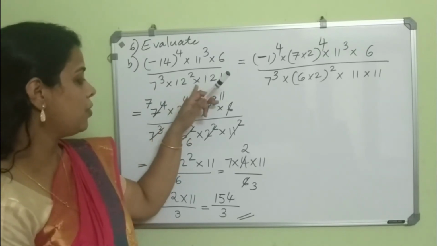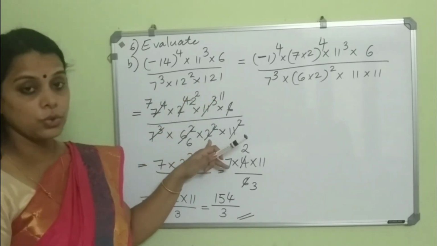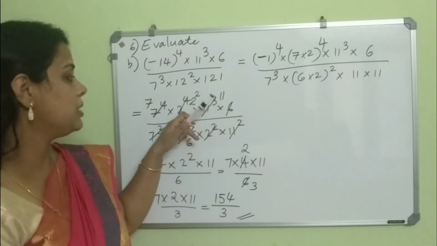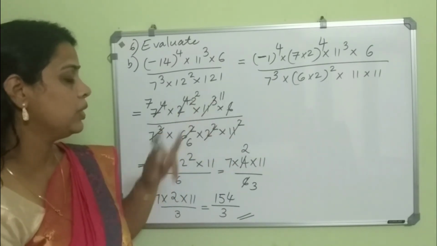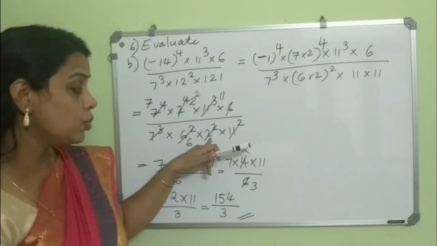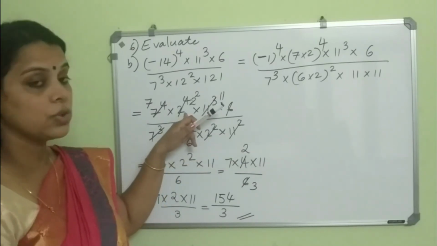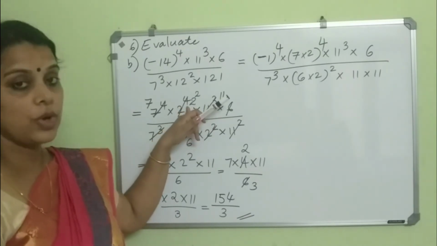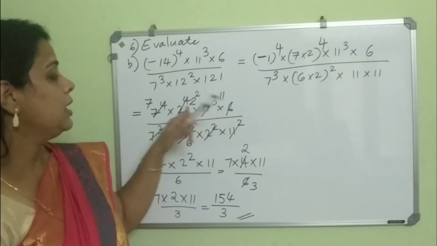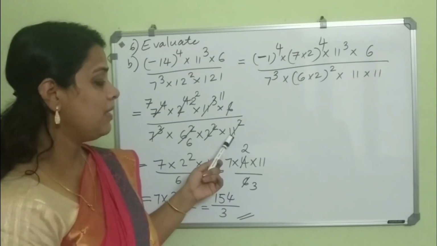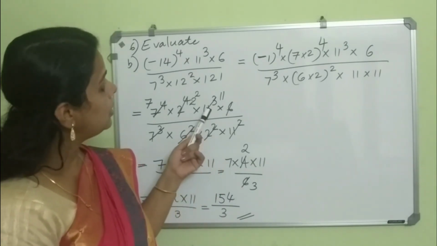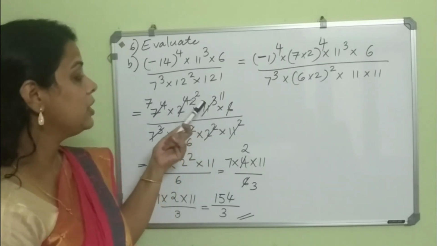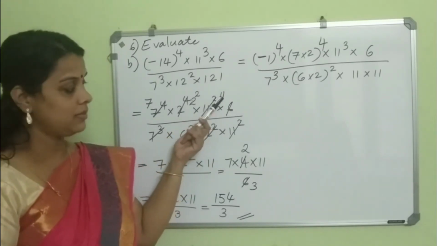Into. Here 2 raised to 4 we have, here 2 raised to 2. Understood? Here 2 raised to 4 means 2 into 2 into 2 into 2. So from here down two 2s and here also 2, we can cancel. Two times 2 cancel. The balance is 2 square. Into. Here it's 11 into 11, 11 square. In the numerator is 11 cube. After cancellation, in the numerator we will get 11.